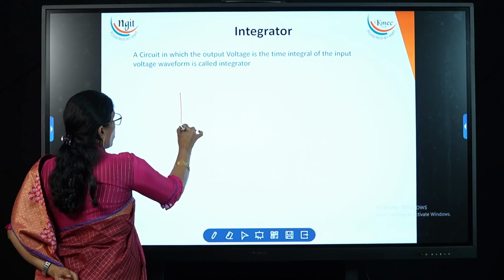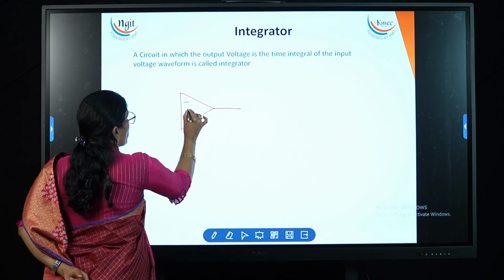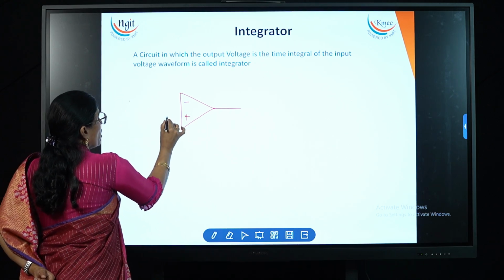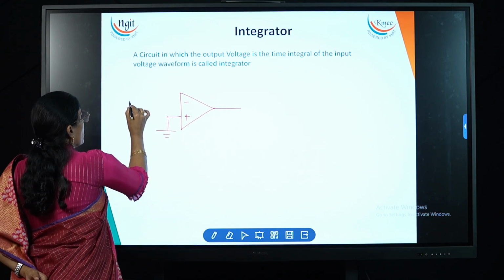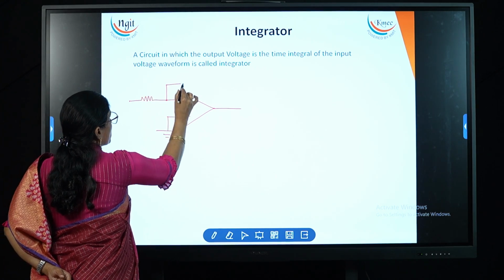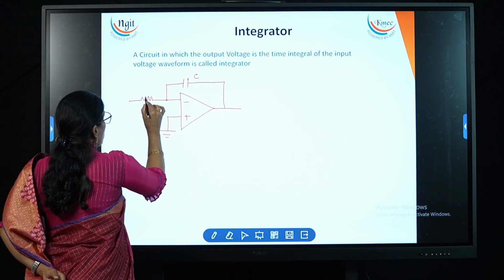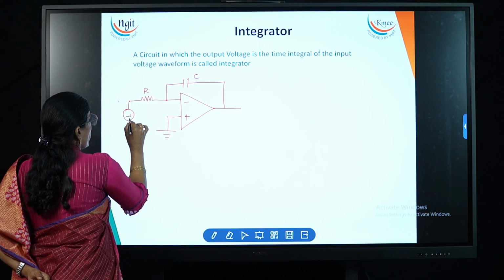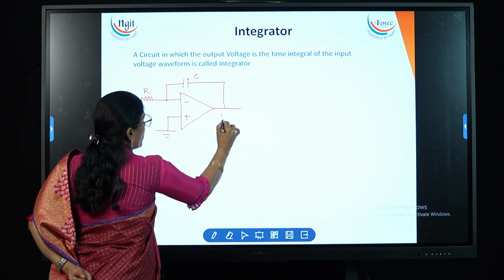So now here I am taking the operational amplifier, which is having both inverting and non-inverting inputs. Now the non-inverting terminal, I am making it to ground, and the input I am connecting to the resistor, and here the feedback component is a capacitor. Now this is C and this is R. Now here I am applying the Vs or V in. This is V in. We need to find out the V out.